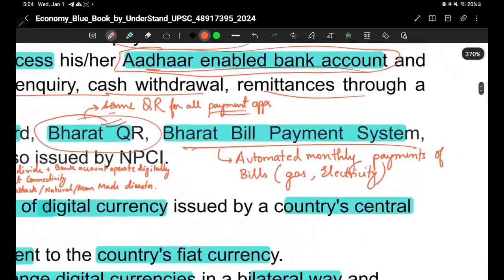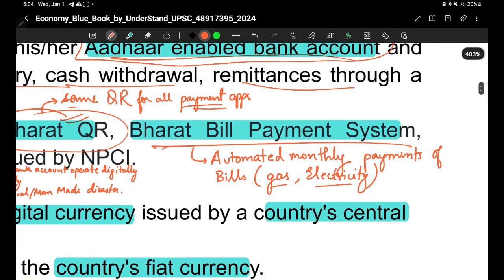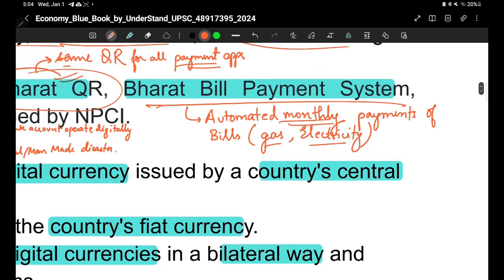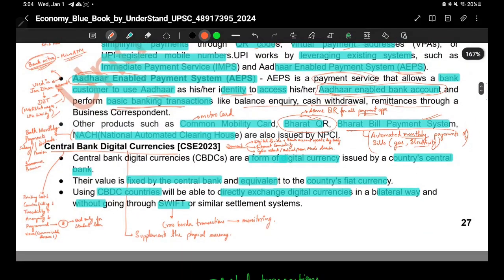What is this Bharat Bill Payment System? For example, you want to pay a gas bill or electricity bill. It will automatically deduct from your account the required amount, what is mentioned in the bill, every month automatically. So this automatic deduction is facilitated by Bharat Bill Payment System.